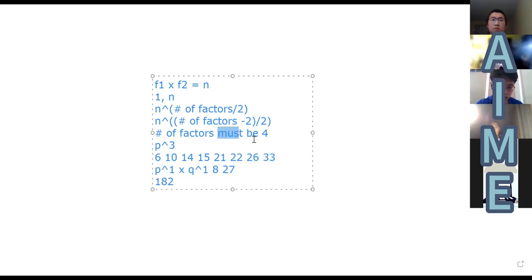So basically, what if the factors are the same? Like if n is a perfect square? Then it'd be its own pair, but it wouldn't affect this because you would just be adding the square root of n on, or multiplying on n to the 1/2. So it would only add 1 factor to the total, so it wouldn't matter.